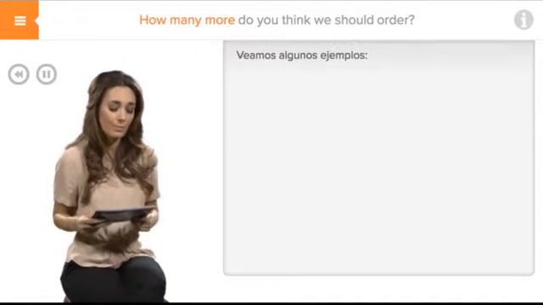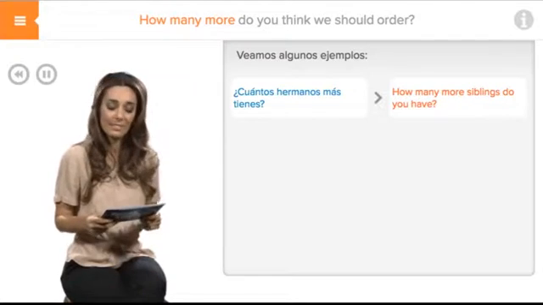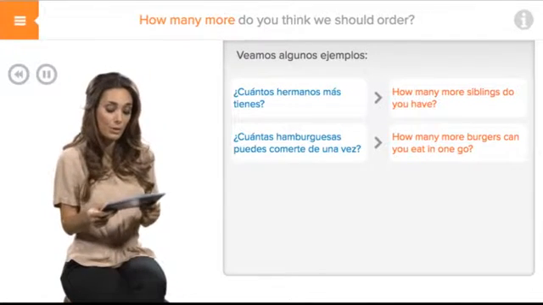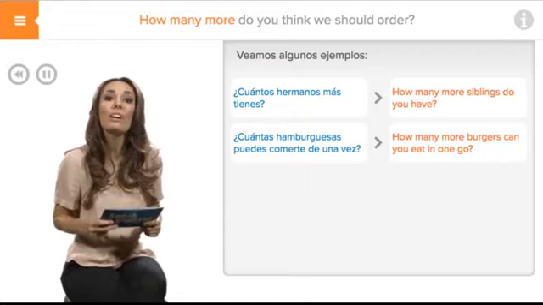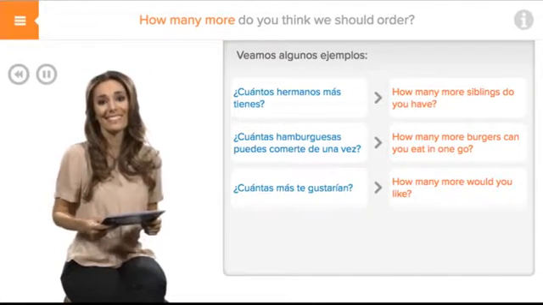Veamos estos tres ejemplos. How many more siblings do you have? How many more burgers can you eat in one go? How many more would you like?